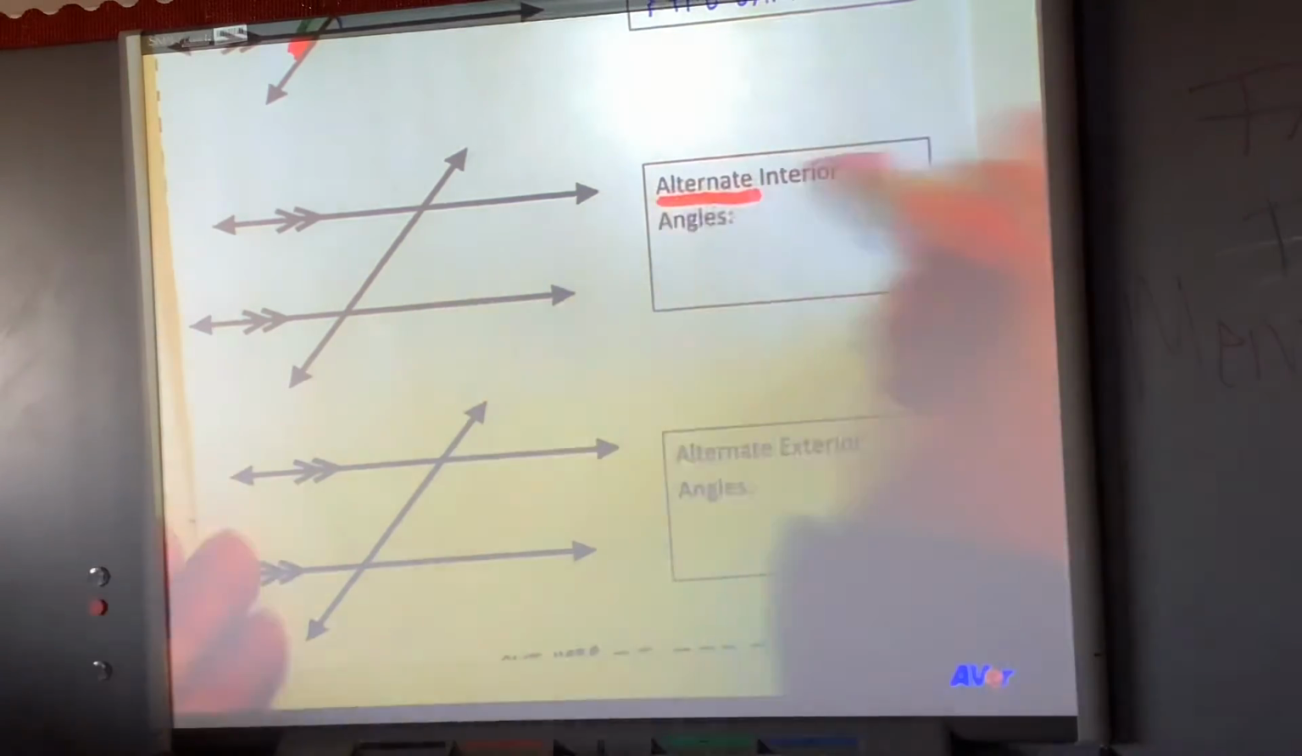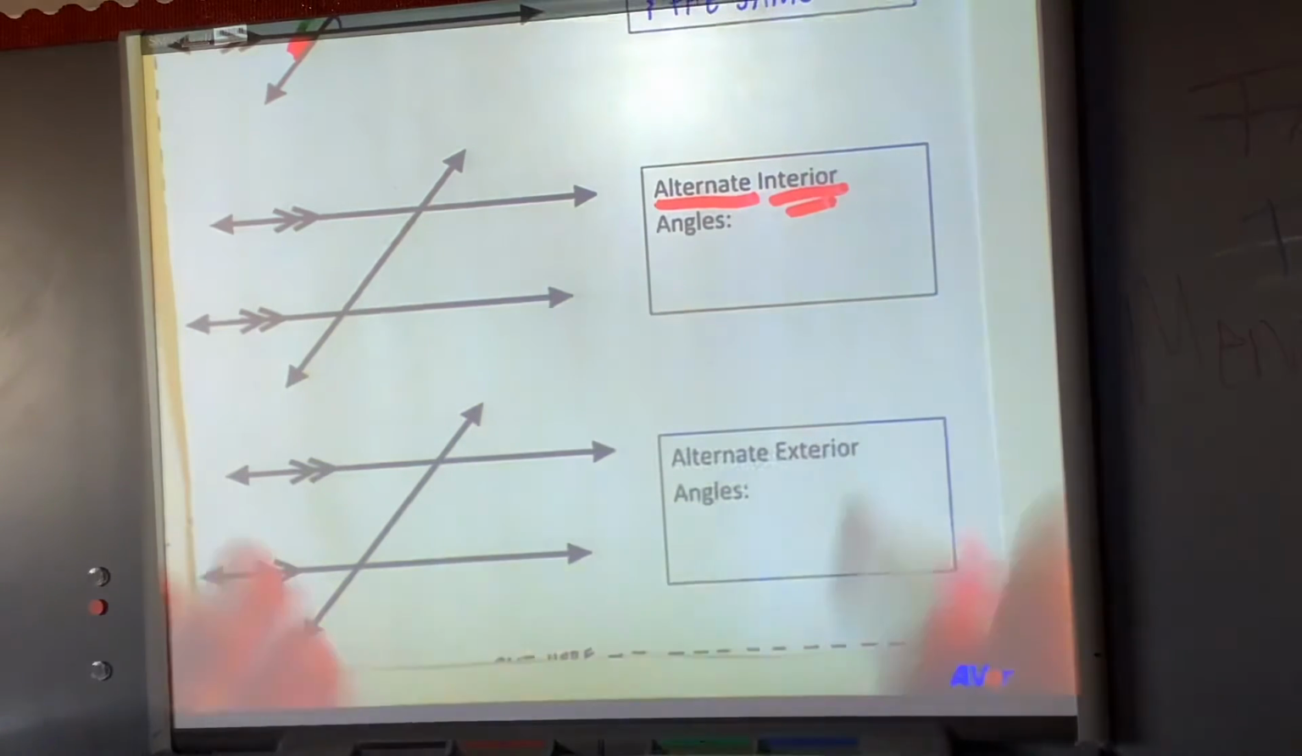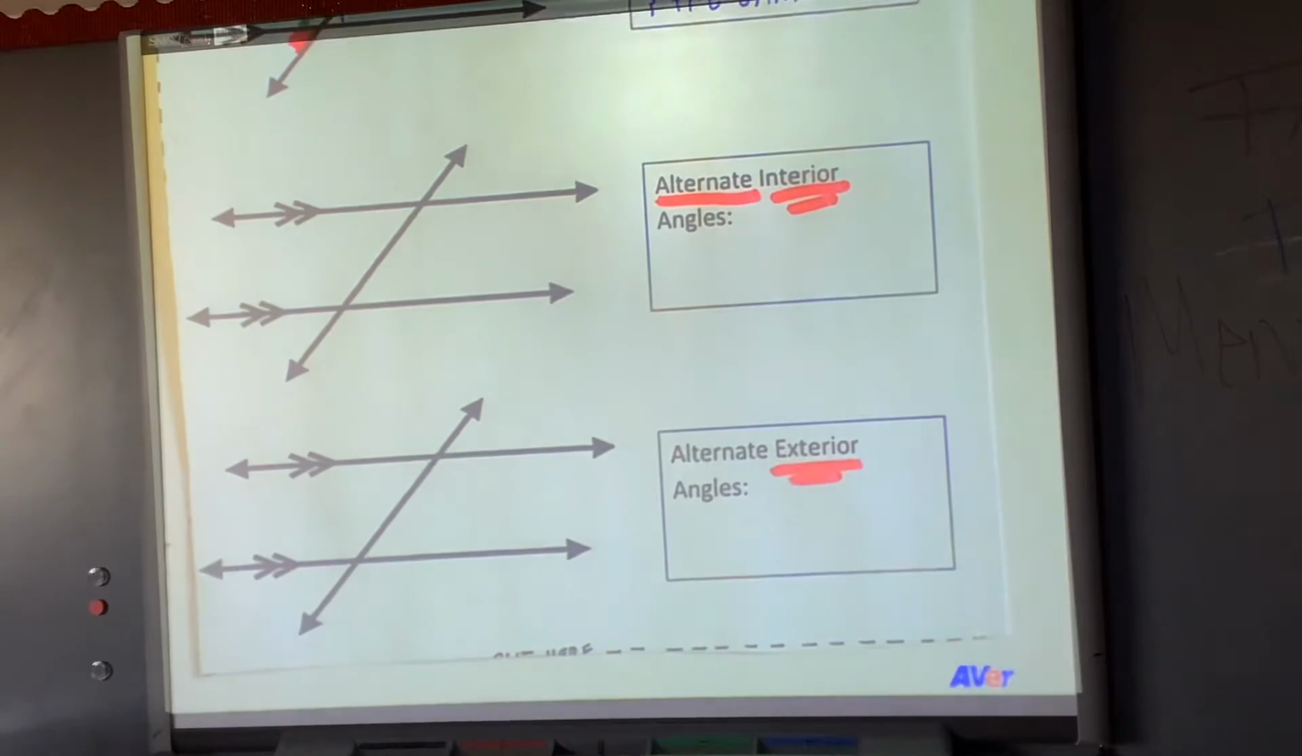All right, alternate interior angles. Alternate is an important word to understand, and so is interior. First of all, we have the words interior and exterior. Interior means inside.